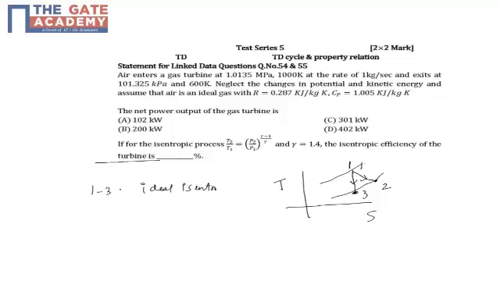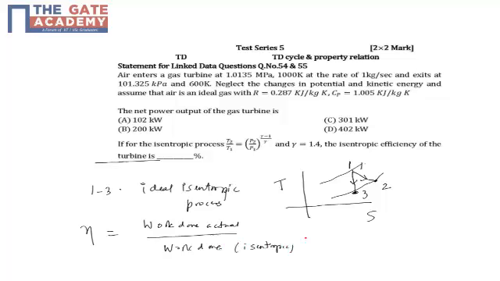But real world turbines don't work that way. A real world turbine would most of the time follow process 1 to 2. So the isentropic efficiency is the work done in the actual case, compared with the work done in the ideal case, which is the isentropic process.